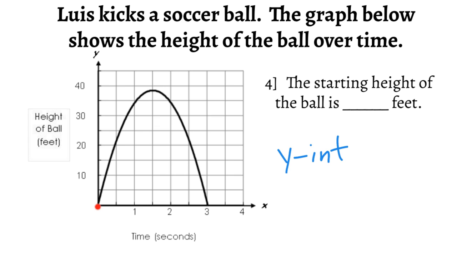So here, the height of the ball is down here at the bottom. So we can say, because it starts here at 0, the ball is 0 feet in the air. What does that mean? It means that it starts on the ground. The ball is kicked from the floor. And the y-intercept always represents the beginning. So initial height, initial time, initial everything.